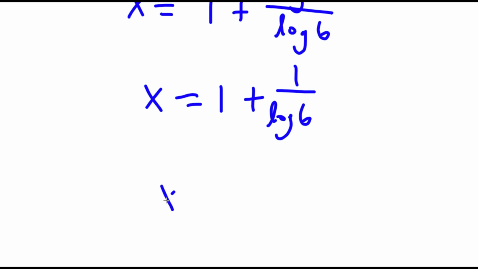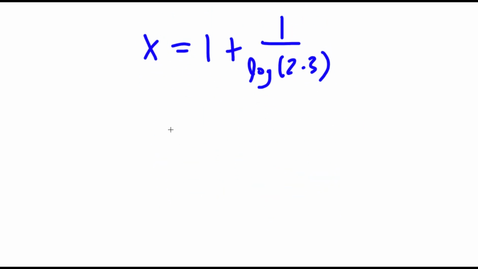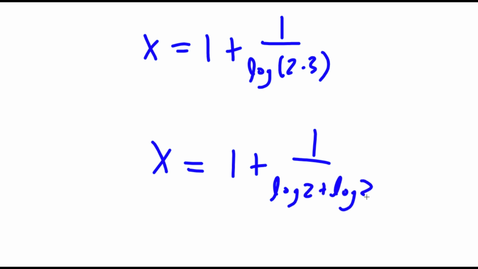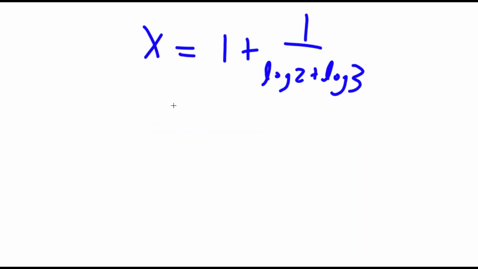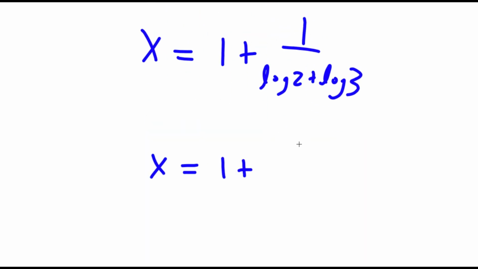And log 6, we can rewrite that as log of 2 times 3. So now this is the same thing as log of 2 plus log of 3. And log 2, that's equal to 0.301. Log 3, that's equal to 0.4771.